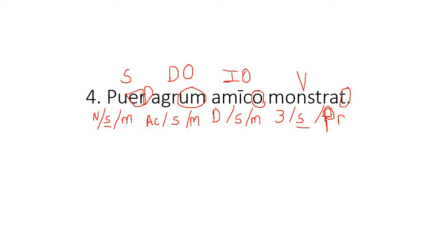Indirect object, to or for. To or for the friend, or you could do his friend. Sometimes that his is implied in Latin. So the boy is showing the field to his friend. And that all works. So we're good to go. Number 6. All right, find our endings.